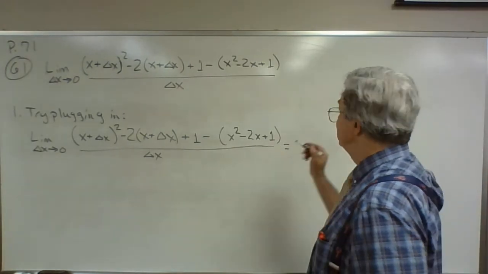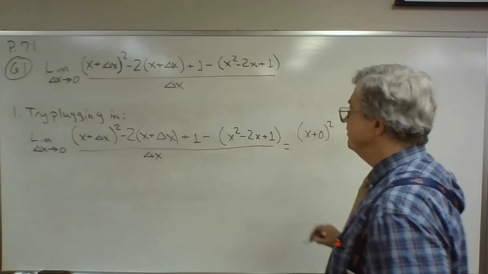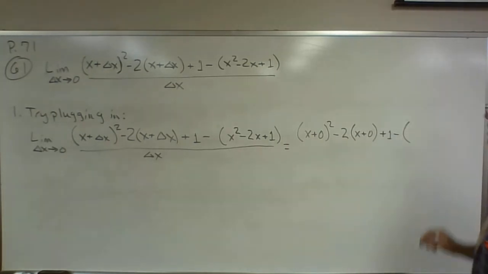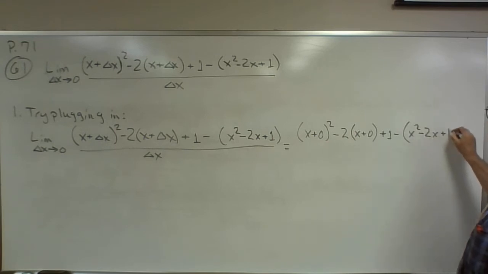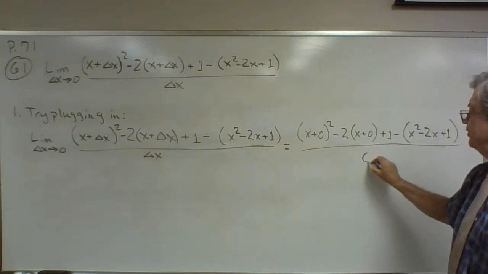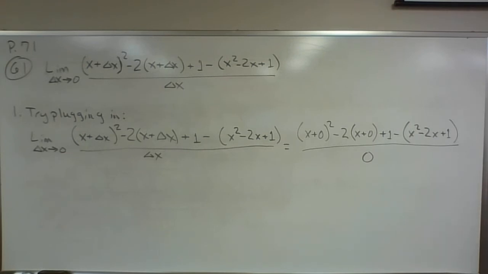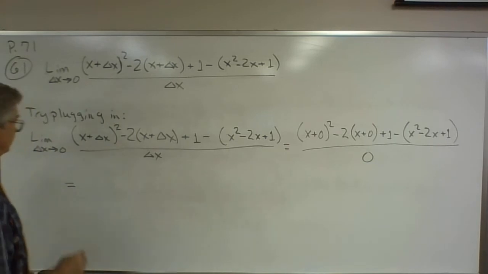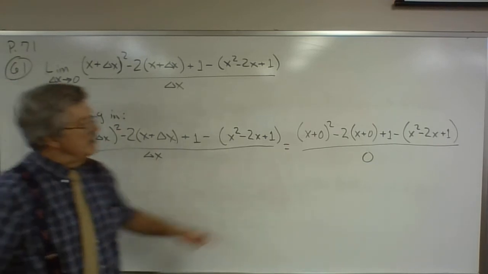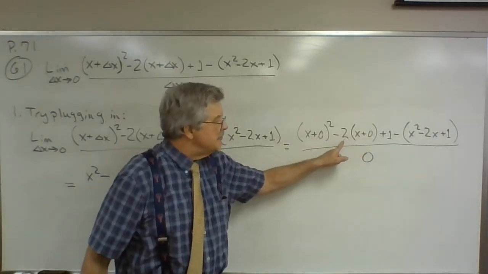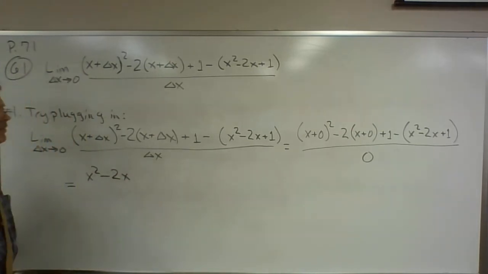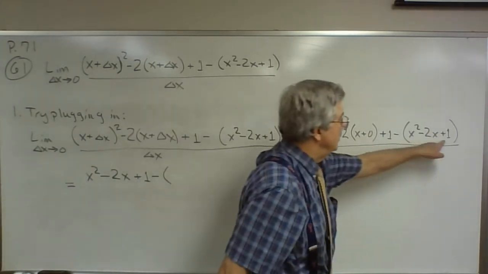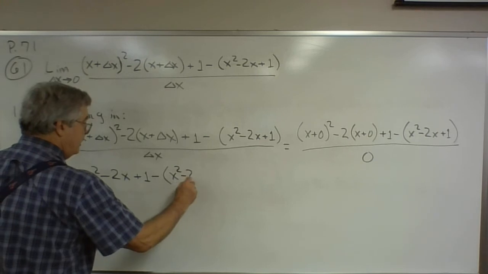We're looking good. We plug in 0 for delta x, so we have x plus 0 squared minus 2 times x plus 0 plus 1, minus x squared minus 2x plus 1, all over 0. Ooh, not looking good. Not looking good, but let's keep on with this and let's see how this works out. X plus 0 squared, that's just x squared. X plus 0 is just x, so this is minus 2x. And then we have a plus 1. And in parentheses, x squared minus 2x plus 1.